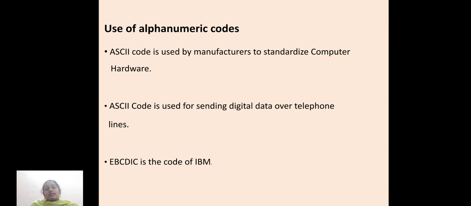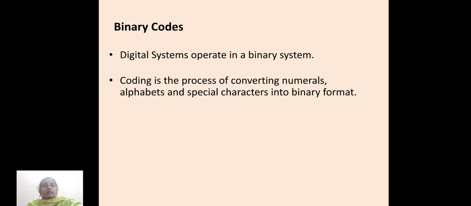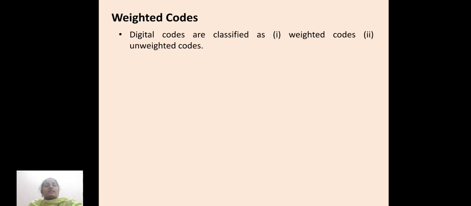So in yesterday's class I already discussed, the binary number system can only be understood by the system, and decimal numbers can only be understood by human beings. There is compulsory need of conversion from one form to the other. In this way, the American Standard Code for Information Interchange is also one special code. This is used to convert digital data over telephone lines. Why? Because all digital systems operate with binary only.